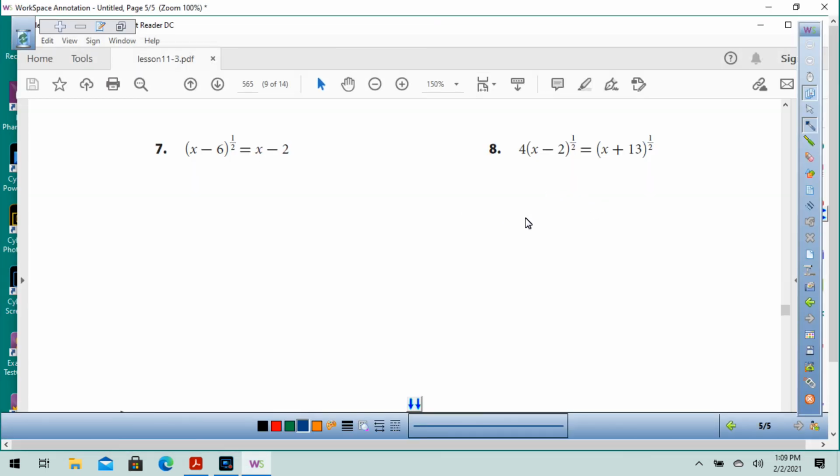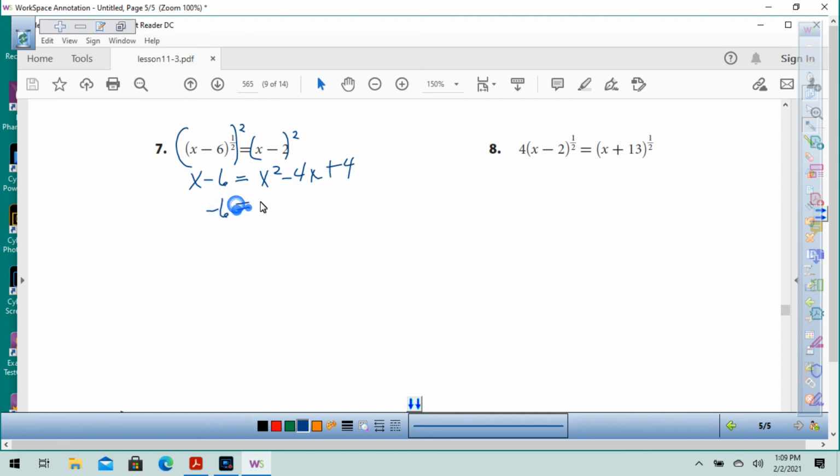Number 7, I'd like for you to, well, let's see here. Yeah, let's do this. This is a little bit tougher. Square both sides. And then that gives us x minus 6 equals x squared minus 4x plus 4. Now let's subtract x from both sides, and we got x squared minus 5x plus 4. Add 6 to both sides, and you got x squared minus 5x plus 10.